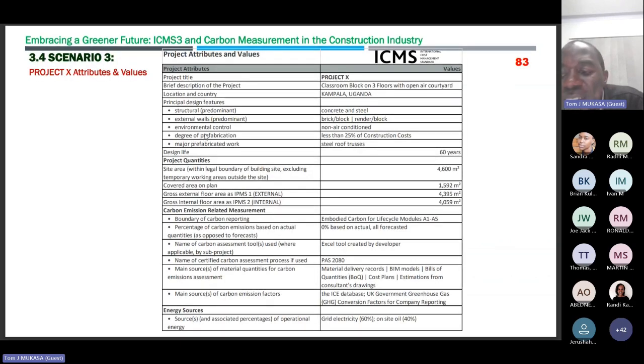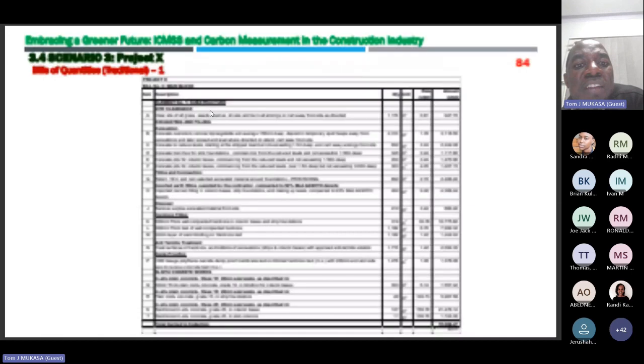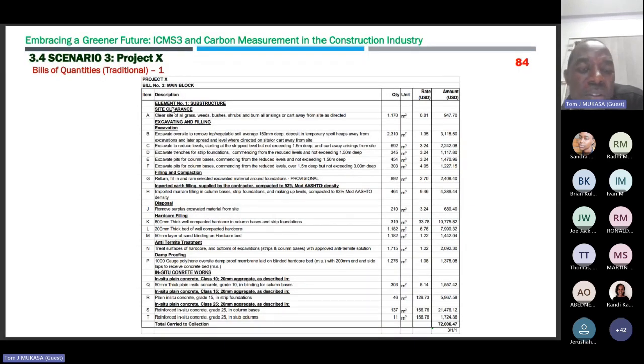The third one is a scenario which requires some computation, but honestly, what I've done is I picked one of the normal bills of quantities that we are so accustomed to, and I converted them. I added additional fields for ICMS requirements, and then I used a pivot table to convert that data, and then I started doing my calculation. So that is what I can show you. So the first one is a table for attributes and values, and then this is your normal substructure of a building. You are conversant with this.